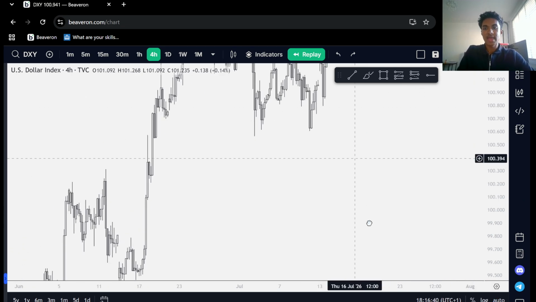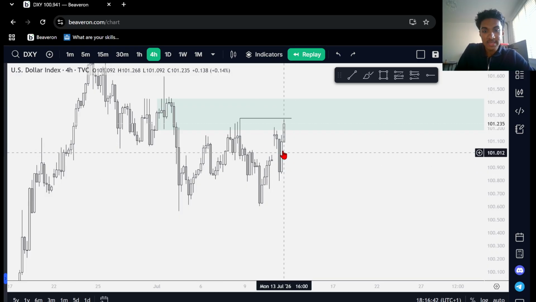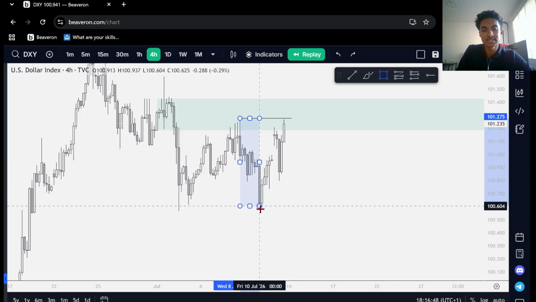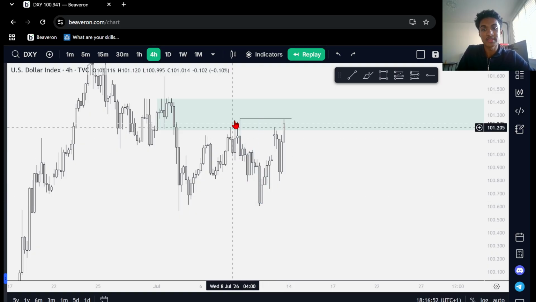Now, by the way, any trades that are within this range right here, let me just mark it out. Within this range, I do not want to take. That's very low probability. Any trades that are within this range, I don't want to take. I want to wait for a sweep of this high, okay?